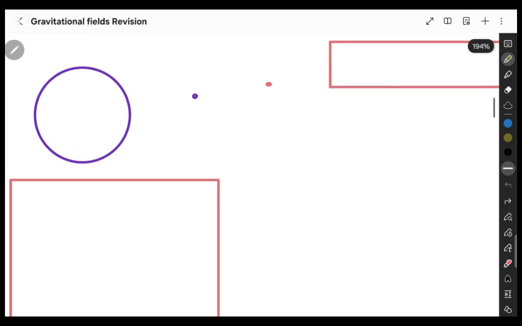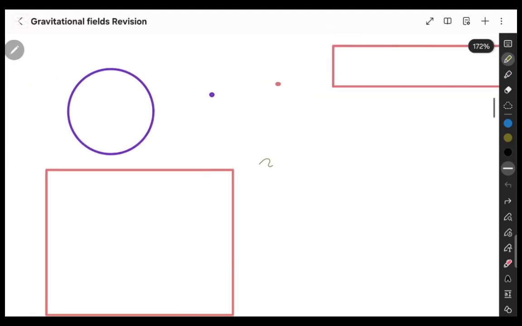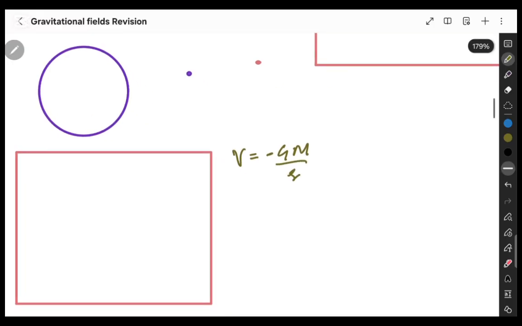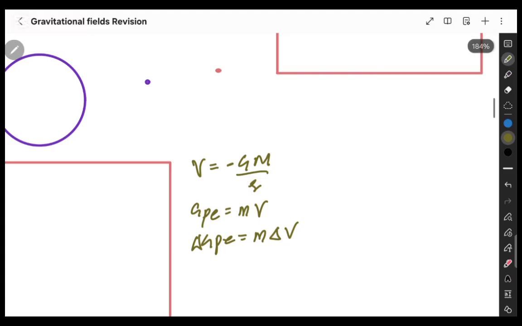Okay, so we're going to be looking at the gravitational potential, which is V equals minus Gm over r. And then we also should be familiar with the formula for GPE, which is equal to m times V. And the change in GPE is equal to m times the change in V. Okay? Alright, so remember that all of these quantities are scalar quantities, okay? And I've just shown you the definitions of these.